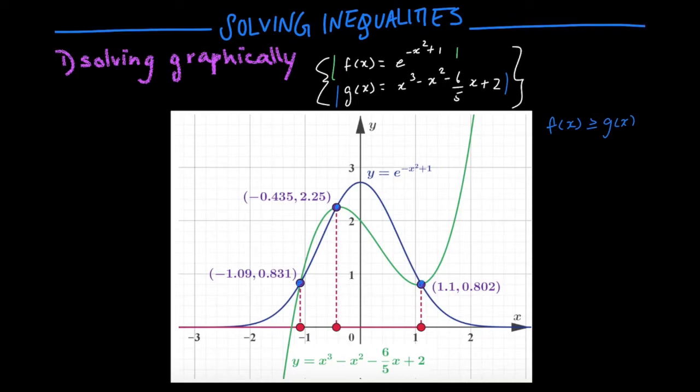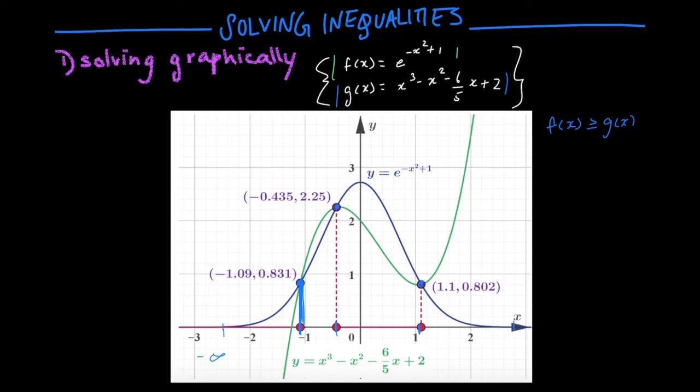And now what we can see is f of x is the blue function, right? So we can split up the domain from each intersection point. So we can look at it from negative infinity to the first intersection point, which is here. And we can see that over here, the blue function is greater than the green function. So this is a valid domain, right?